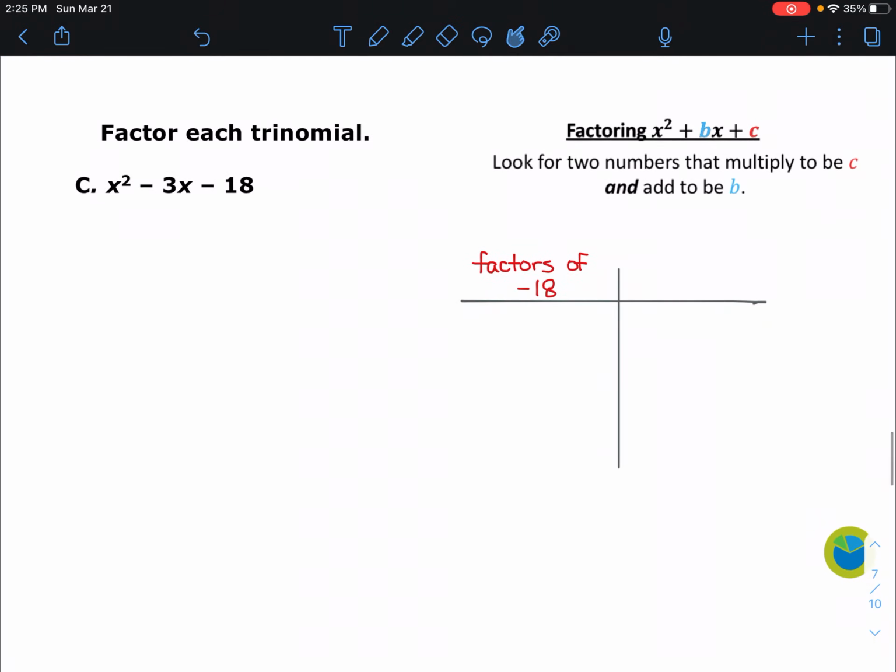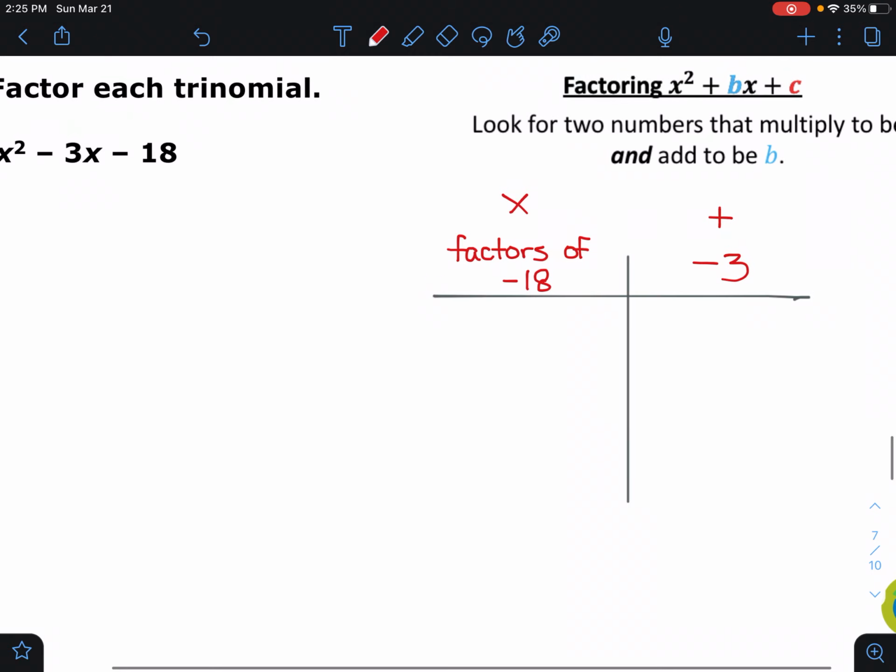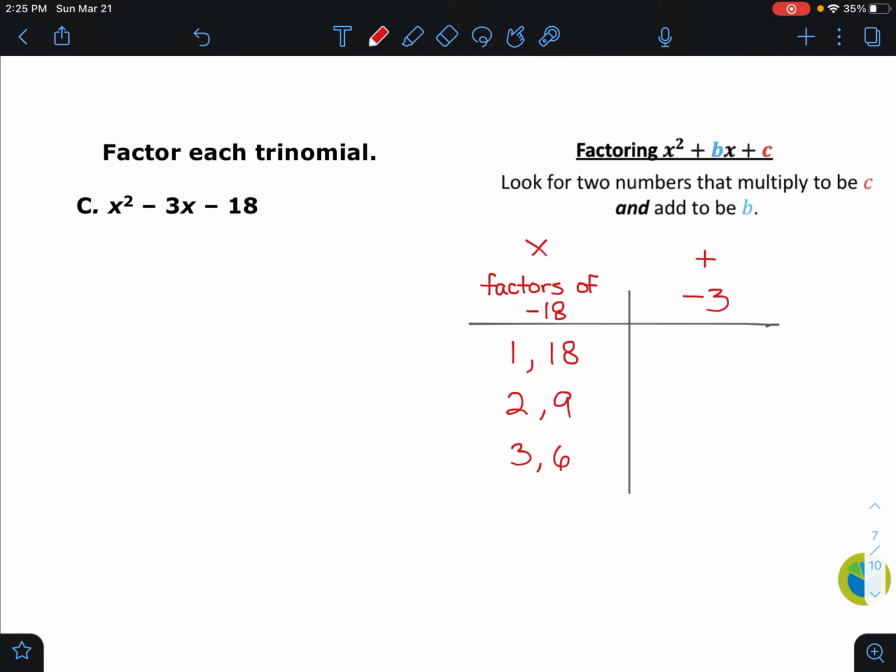Okay. Now, here's where you have some issues, is where negatives come in. So this is where you want to be careful. And again, we're looking for numbers that multiply to be negative 18, but add up to be negative 3. You want to take your time with this. So when you do factors of negative 18, I like to start with just the positive versions first. So these are numbers that multiply to be 18. Now, I know that in order for me to get a negative 18 when I'm multiplying, one of them has to be negative. So now it matters which one's negative.